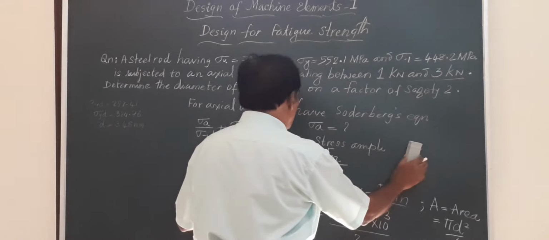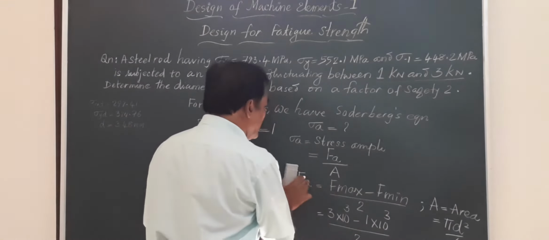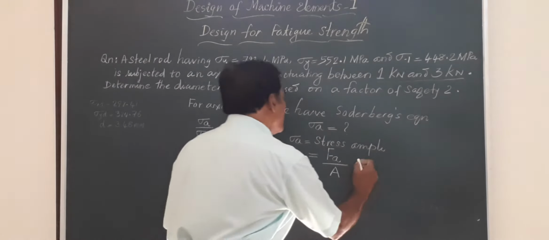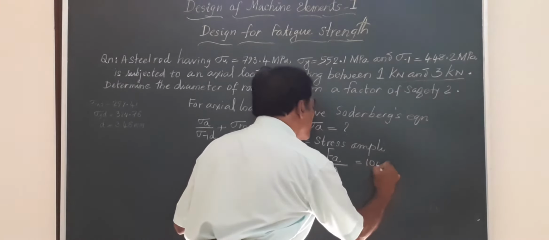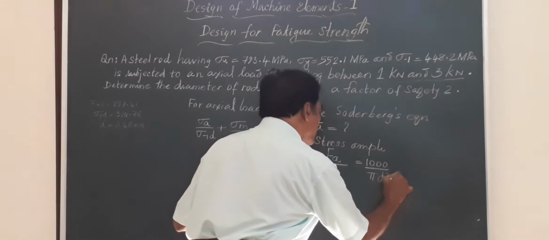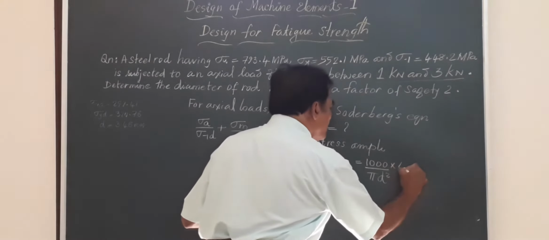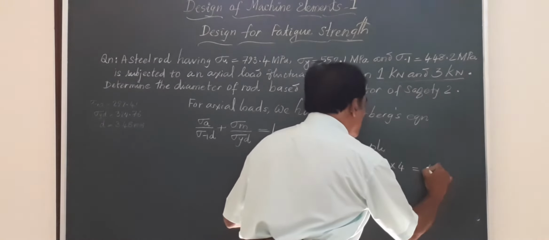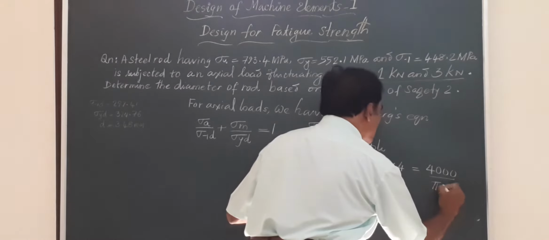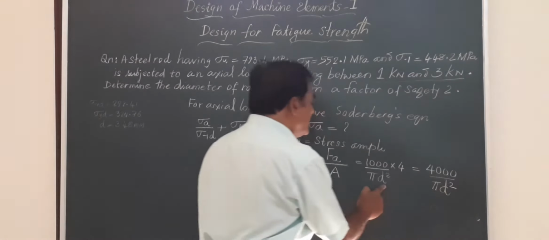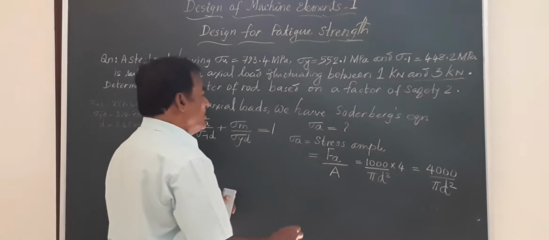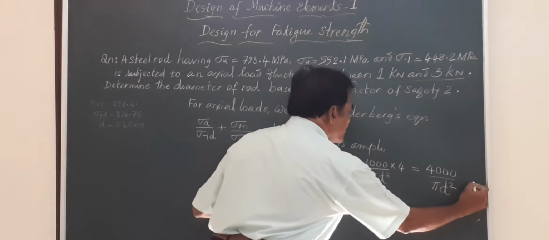Friends, now let us find out what FA is. So we will say this is equal to 1000 Newton divided by pi d square by 4. I take 4 to the numerator and this works out to 4000 divided by pi d square, where d is the diameter of the rod which is to be found out. So I just call this relation 1.